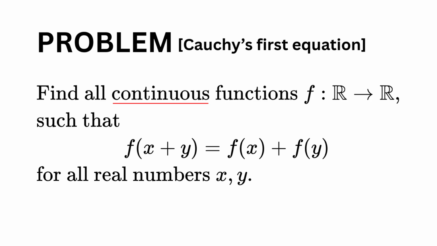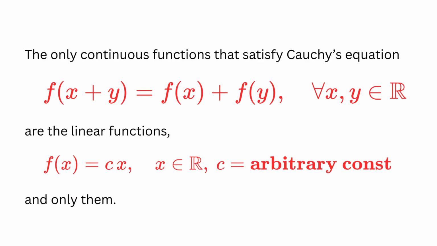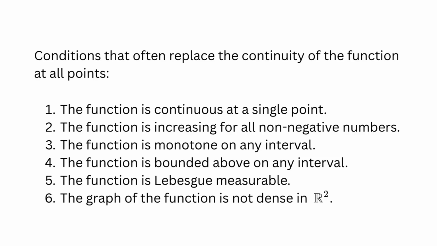In a previous video, I solved Cauchy's additive functional equation for all continuous functions using the ZQR method. In this case, the functions that solve the equation are the functions of the form c times x, with c an arbitrary constant. It was also commented in the previous video that the continuity of the function can be replaced by other weaker conditions, but always the same solutions emerge.